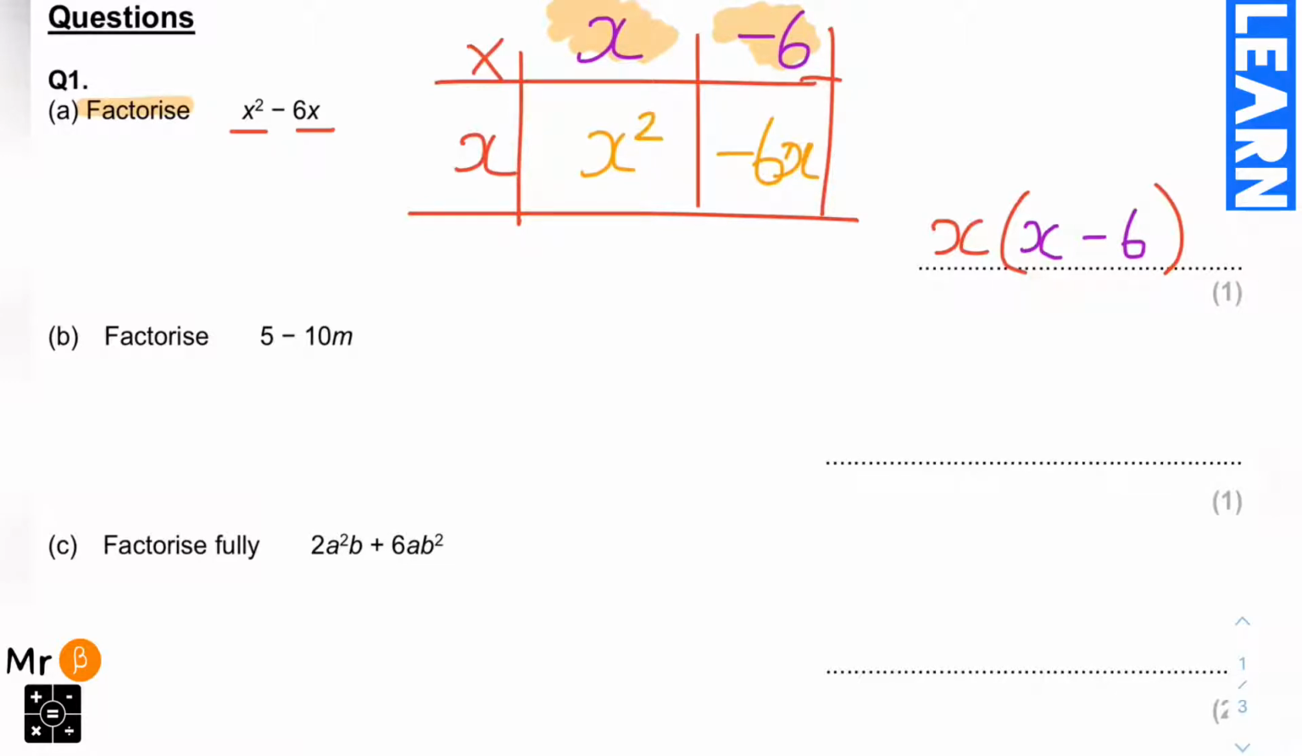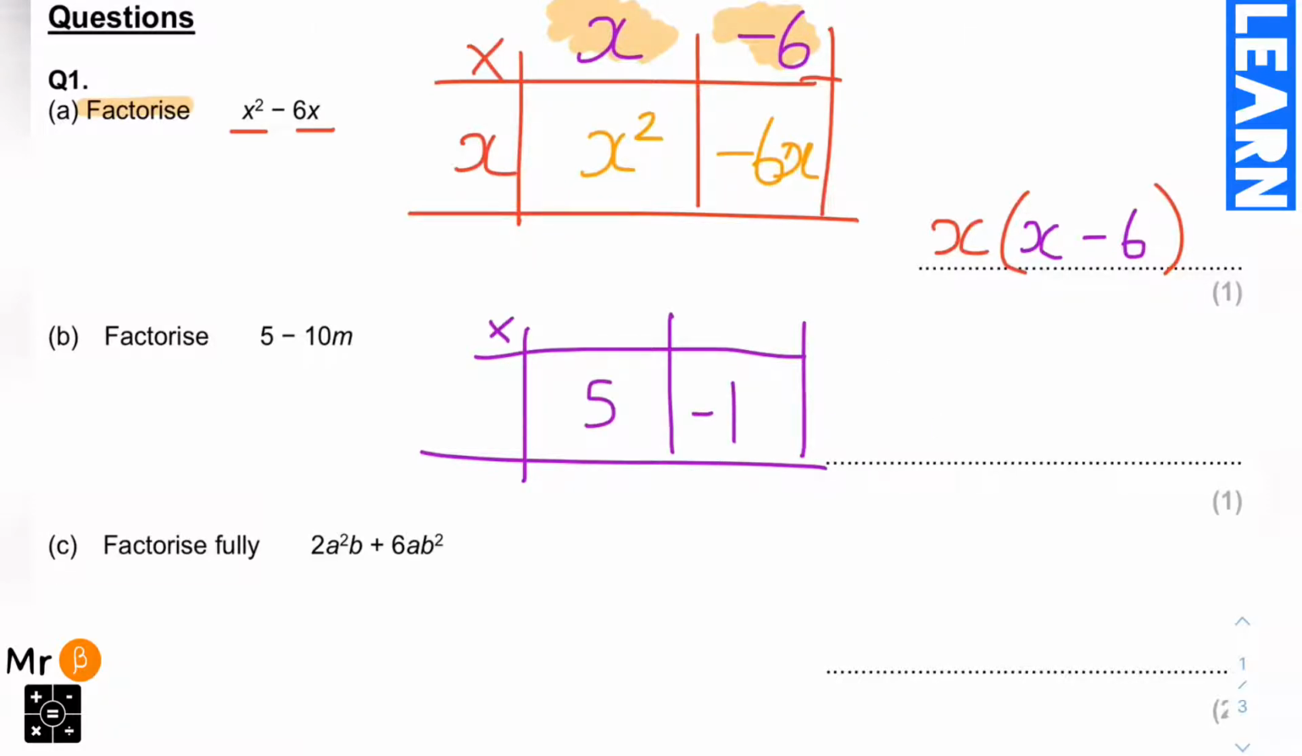the brackets. So for the second question, I'll again show you using the reverse of the expanding brackets. We have our 5 minus 10m in our answer. We're looking for a common number or letter which goes into both 5 and minus 10m. So we're looking for the highest common factor of those two terms.